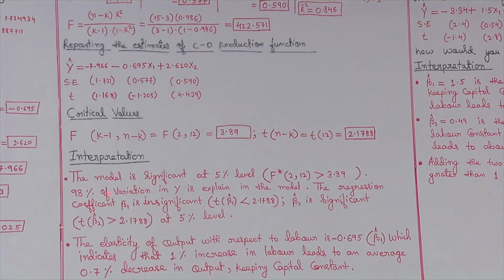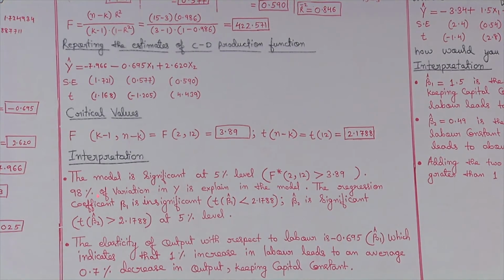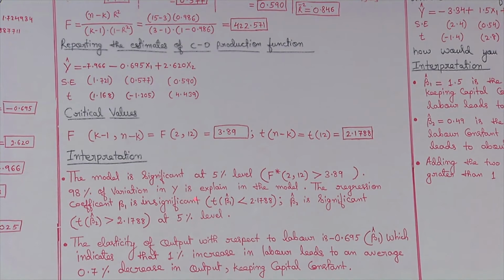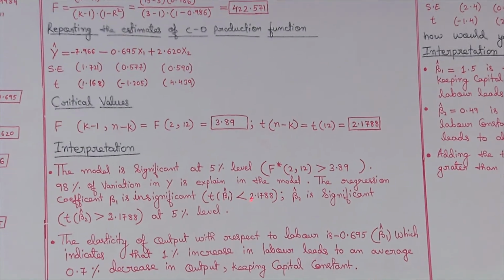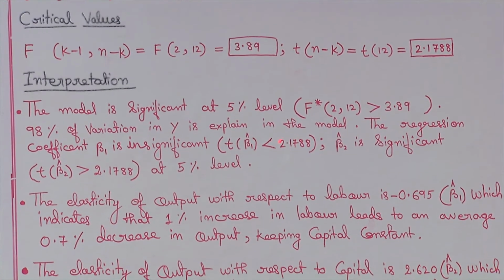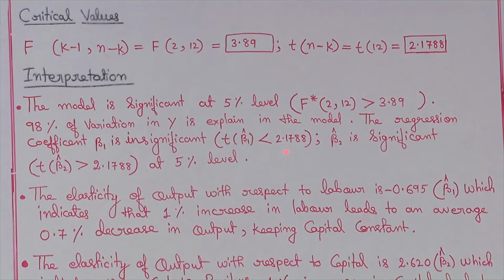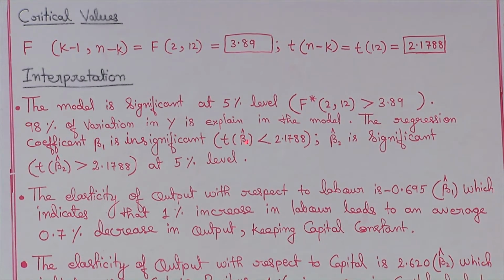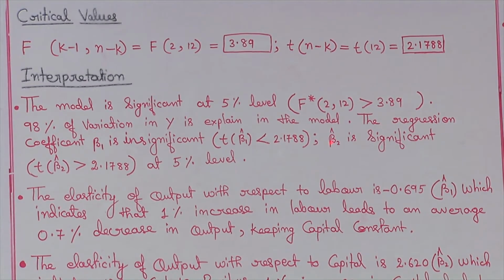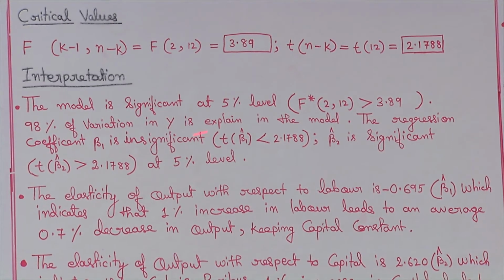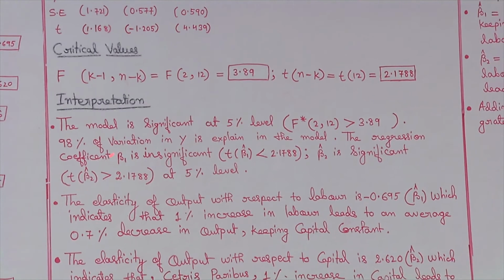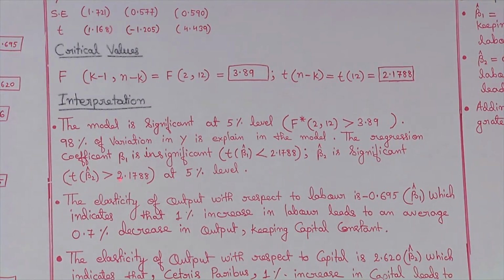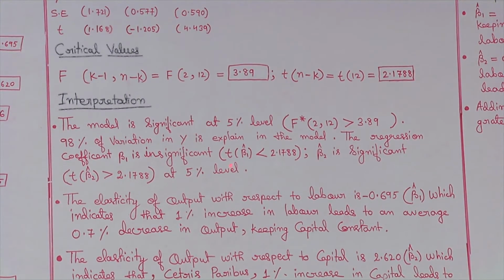Regarding the r squared value, it is 0.986. So, we may say that 98% of variation in y is explained in the model. The regression coefficient beta 1 is insignificant because the calculated value of beta 1 head is less than 2.1788, that is the table value of t at 12 degrees of freedom at 5% level of significance, and the regression coefficient beta 2 head is significant at 5% level, that is the calculated value of beta 2 head is 4.439, which is greater than the table value of t at 12 degrees of freedom, 2.1788, at 5% level.